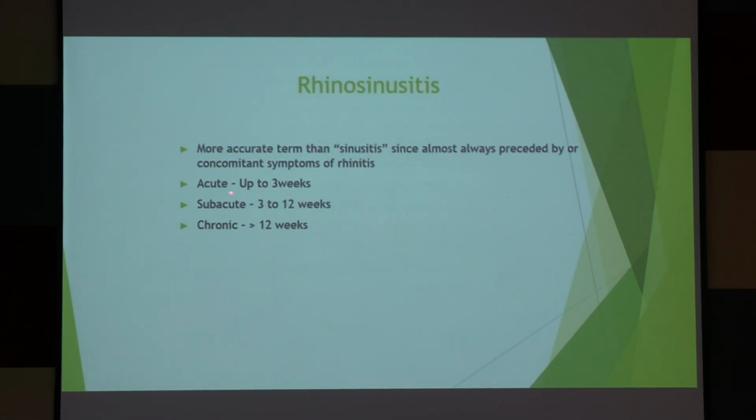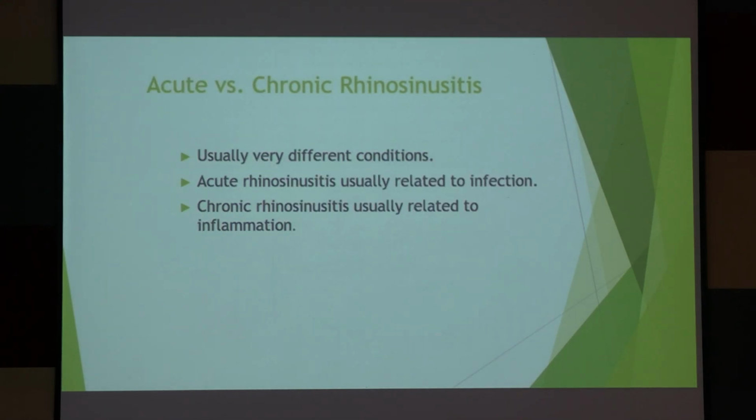If it's up to 3 weeks, it's acute rhinosinusitis, and 3 to 12 weeks is subacute, and more than 12 is chronic. If we divide it further, again the treatment will be a little bit different. So acute is mostly infective; it can be some virus, it can be some bacteria. In chronic rhinosinusitis, infection leads to chronic inflammation.